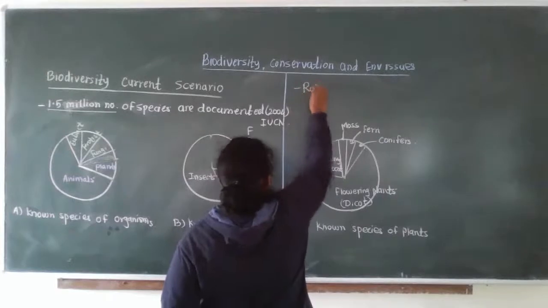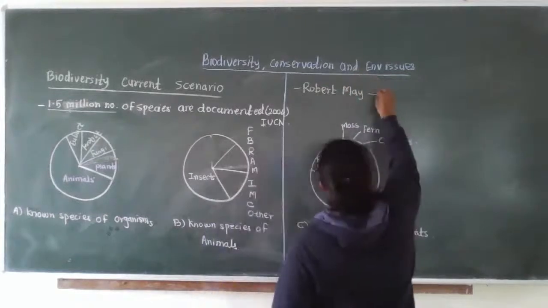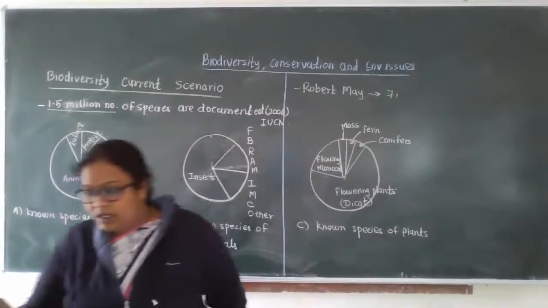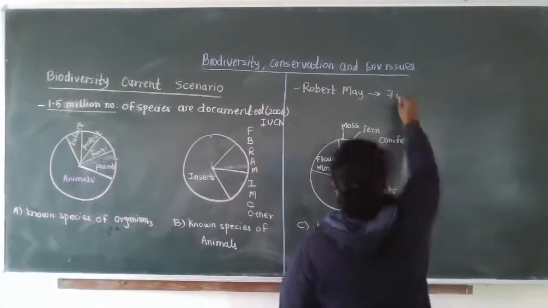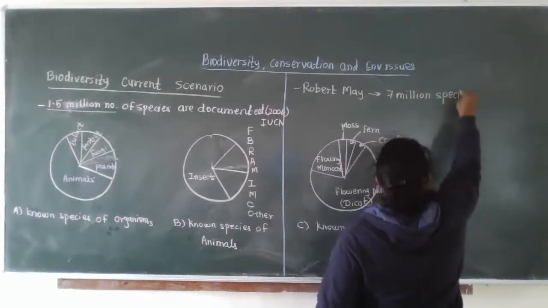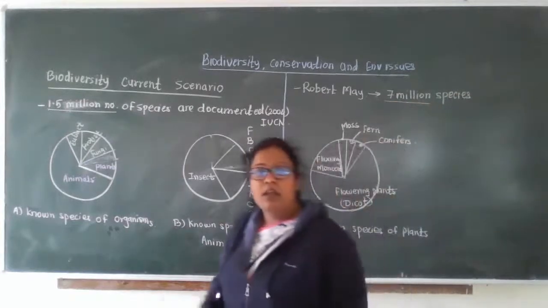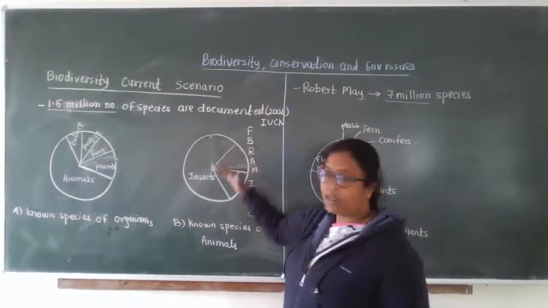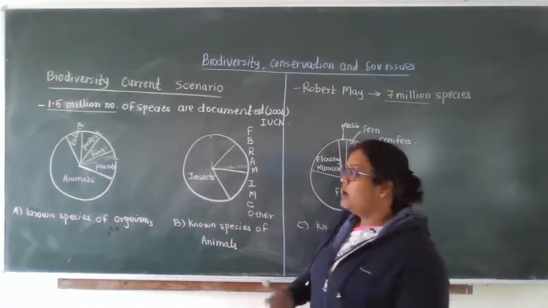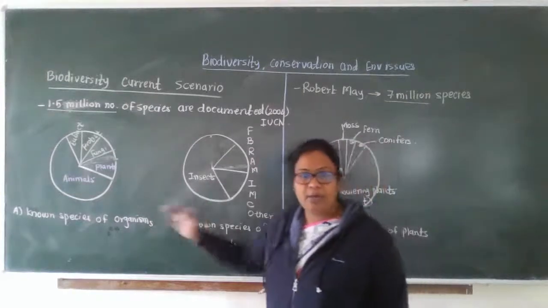But according to Robert May, about 7 million species are present on earth. So, to explain the current scenario of biodiversity in India as well as all over the world, it is explained with the help of pie charts.